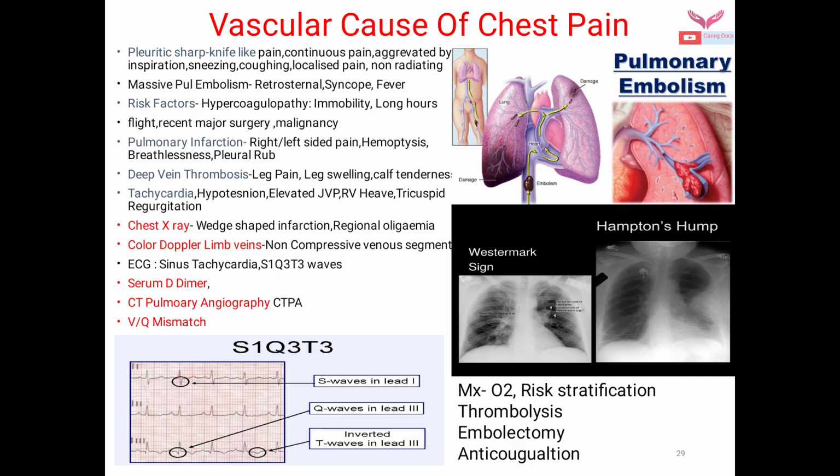The vascular causes of chest pain include pulmonary embolism, the risk factors being hypercoagulopathy, immobility, long hours of flight, recent major surgery, malignancy. We will do chest X-ray, color Doppler of limb vessels. ECG may show sinus tachycardia, S1Q3T3 pattern, but this is less common. D-dimer is usually done to rule out pulmonary embolism. If it is positive, then we must do pulmonary angiography. If it is negative, then chances of pulmonary embolism are less.